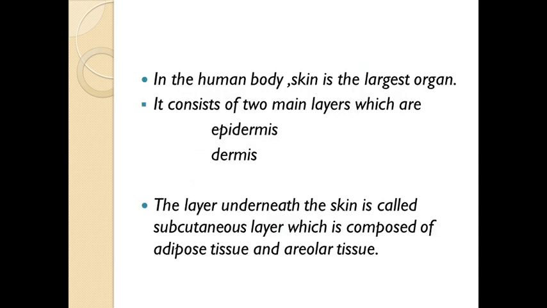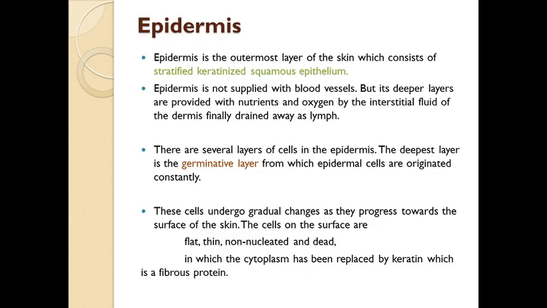In the human body, skin is the largest organ. It consists of two main layers, epidermis and dermis. The layer underneath the skin is called the subcutaneous layer, which is composed of adipose tissue and areolar tissue. So, there is a fat layer underneath the skin called the subcutaneous layer. Then when the epidermis is considered, it is the outermost layer of the skin which consists of stratified keratinized squamous epithelium. So simply, epidermis is a stratified keratinized squamous epithelium.